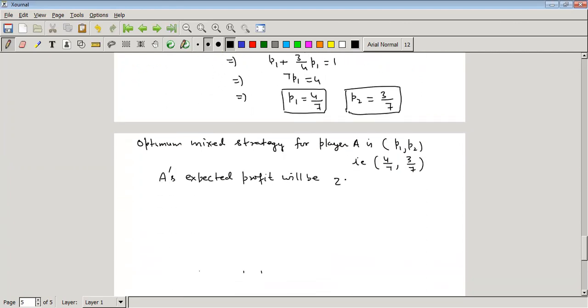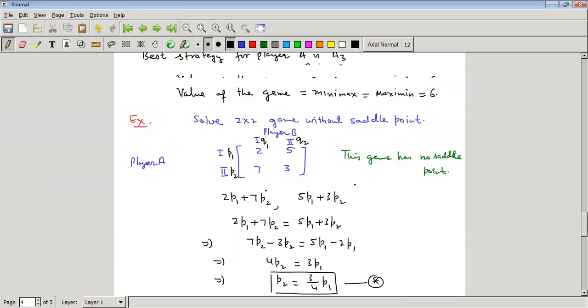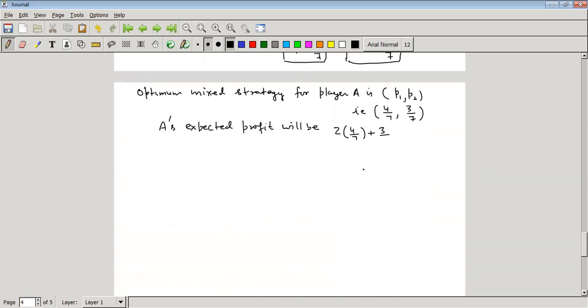So 2P1 means 2 times 4 by 7 plus 3 by 7 P2. So we put 7 times 3 by 7. So we can write 8 by 7 plus 21 by 7. So it is 29 by 7. So this is A's expected profit, 29 by 7, or we can say the expected value of the game is 29 by 7.